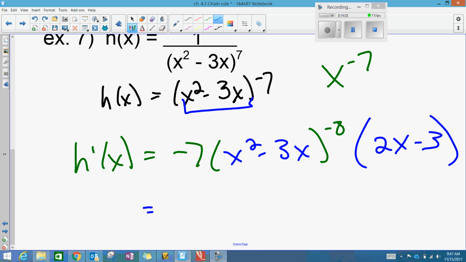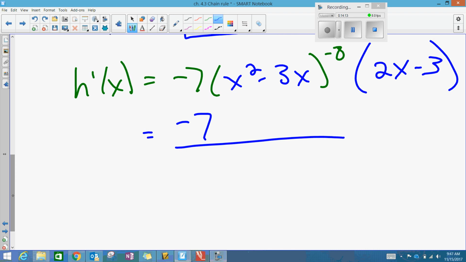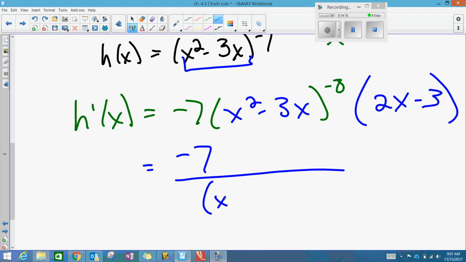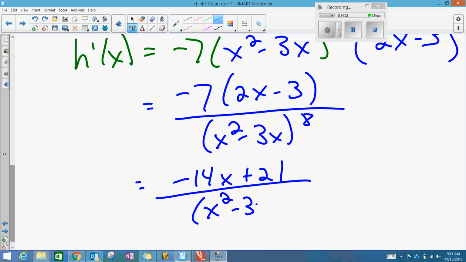Now to clean it up, I'm going to keep the negative 7 out front. I'm going to take the x squared minus 3x downstairs and make it positive. And then I've got the 2x minus 3 on top. And now I can distribute that, so negative 14x plus 21 over x squared minus 3x to the 8th.